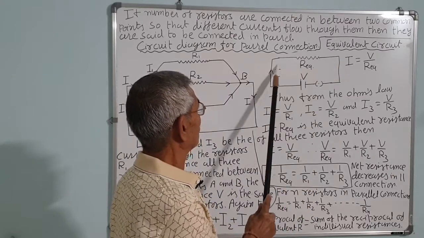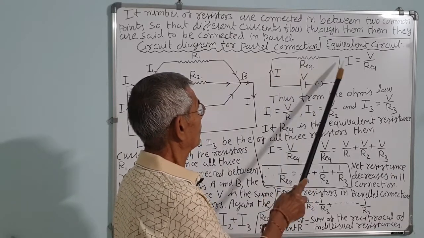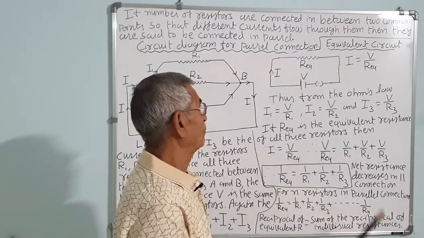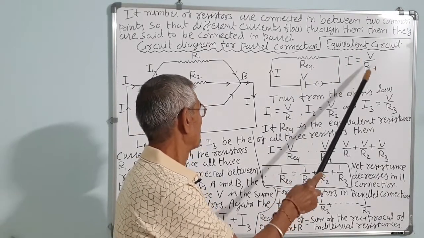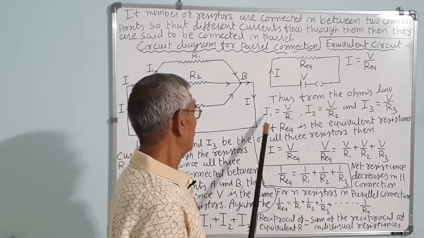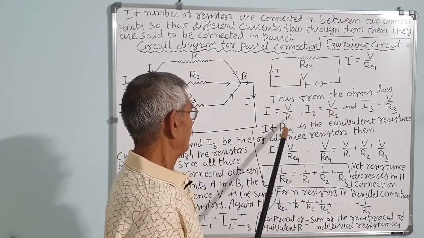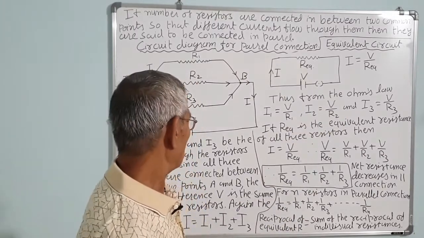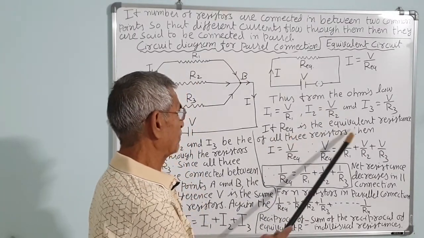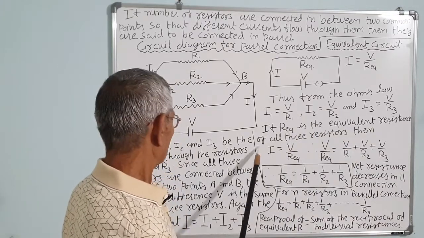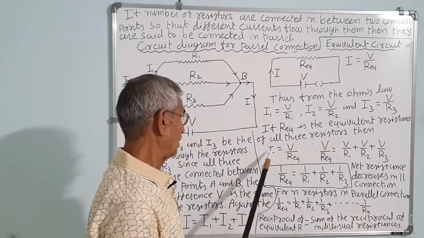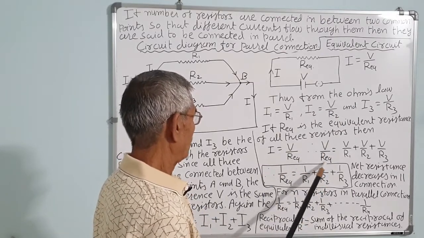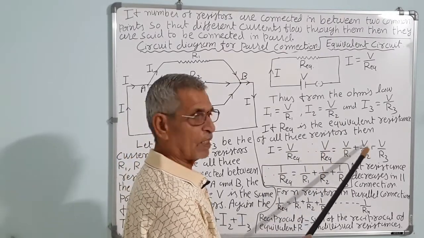So, the current I flowing through the R equivalent, according to Ohm's law, is equal to V upon R equivalent. Thus, from Ohm's law, I1 is equal to V upon R1, I2 is equal to V upon R2 and I3 is equal to V upon R3. If R equivalent is the equivalent resistance of all three resistors, then I is equal to V upon R equivalent. Therefore, I, that is V upon R equivalent, is equal to I1 plus I2 plus I3.